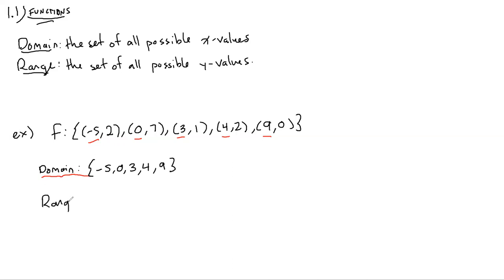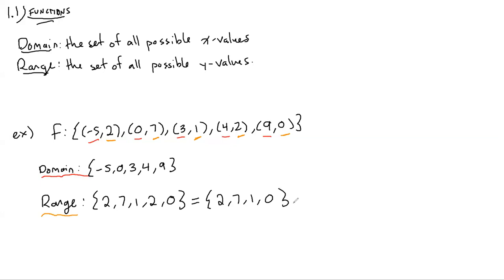And my range is just the y values. Maybe I'll do those in a different color. I can see here we've got 2, 7, 1, 2, and 0. That is a perfectly good answer for my range. It's a little bit of overkill because I did write 2 twice. It's the exact same thing as just writing 2, 7, 1, and 0. That's a perfectly good representation.